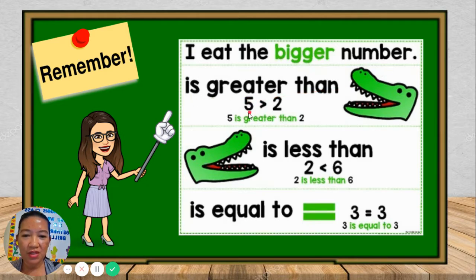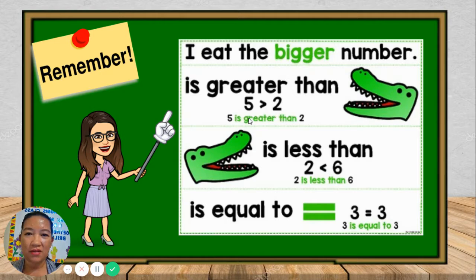So looking at this number, it's 5 and a 2. Which do you think the alligator's mouth is facing? That's right, it is 5. Now show me 5 with your fingers. That's right, so this is 5. And then the other finger we've got here, 2. So 5 is more than 2, right?